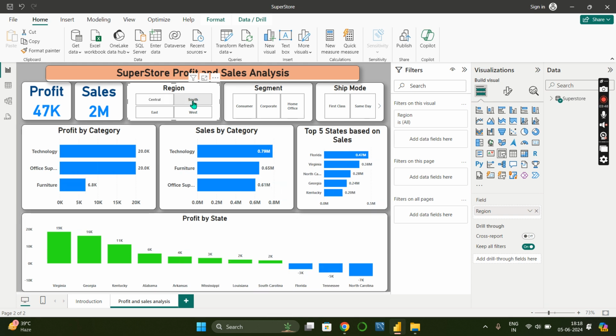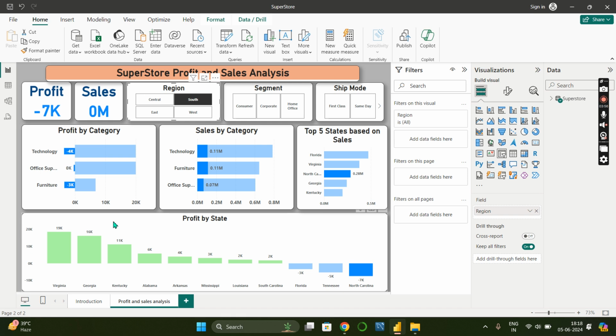Now, if we go to the South region, Florida, Tennessee, and North Carolina are showing loss here. The possible causes could be loss in the sales of furniture and technology. These are showing here. So overall there is a loss in the total sales. Possible reason, there are no sales in this region, so the company is bearing loss from this state.